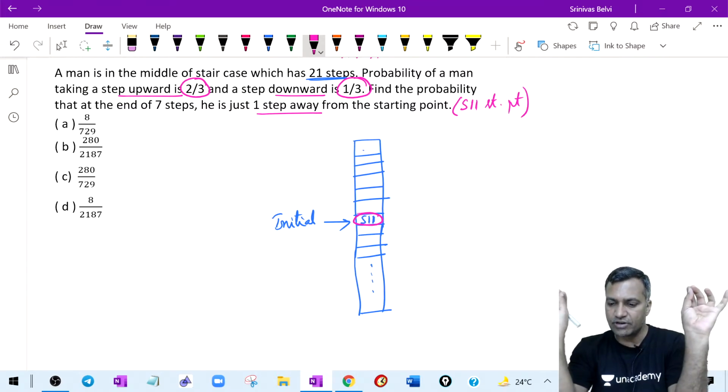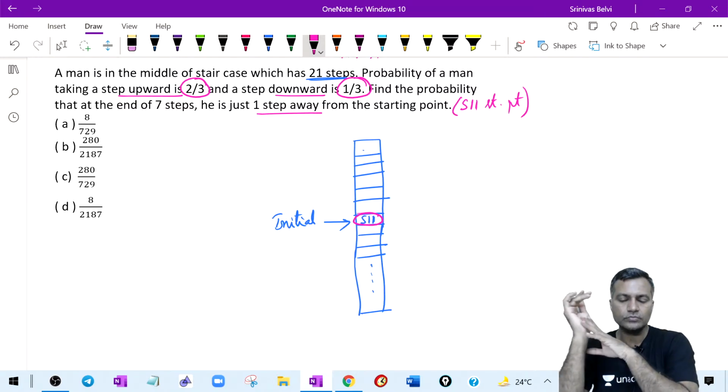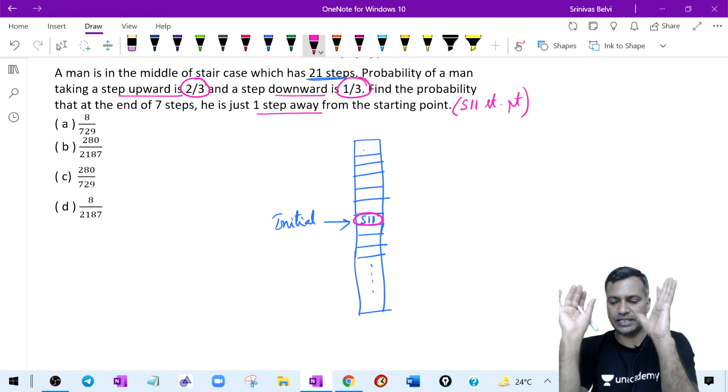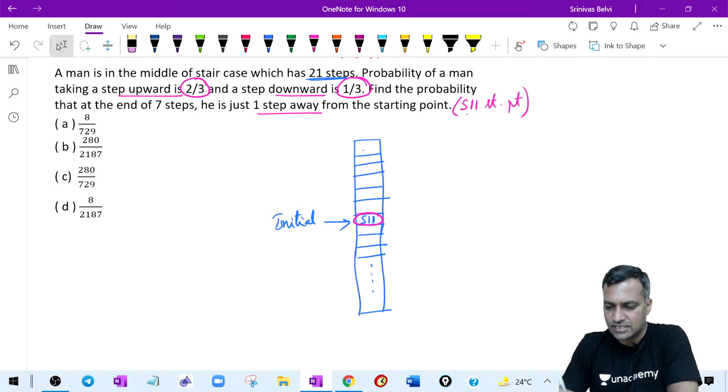Is the question clear? Everybody, is the question clear now? Give a quick confirmation that I explained the question. If required, in brackets, take step 11 as the starting point. Wherever you found that man, take it as the starting point.